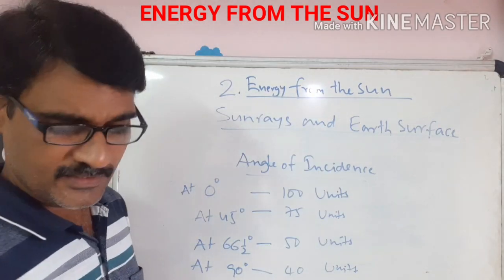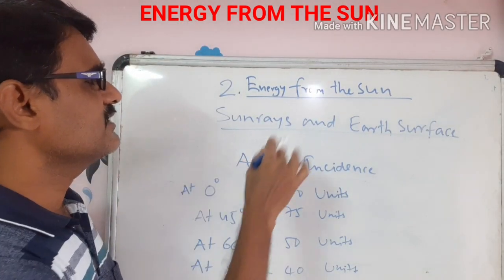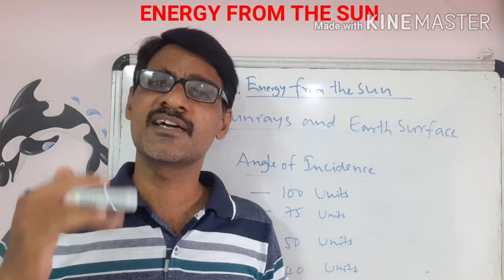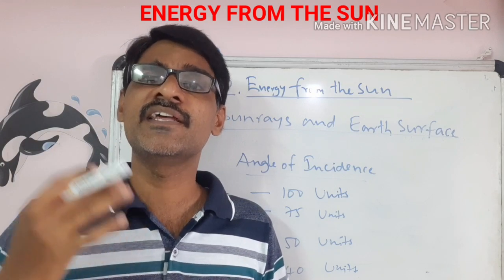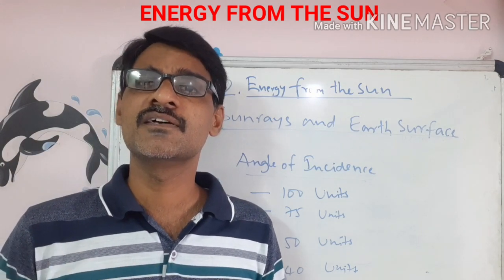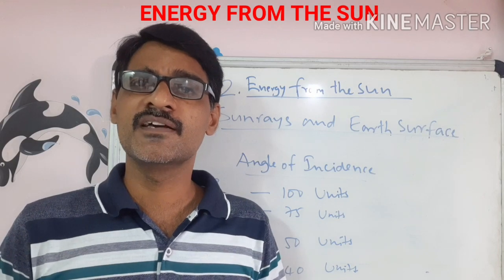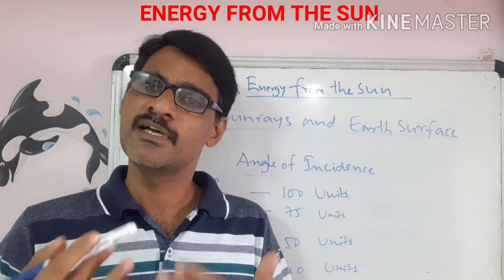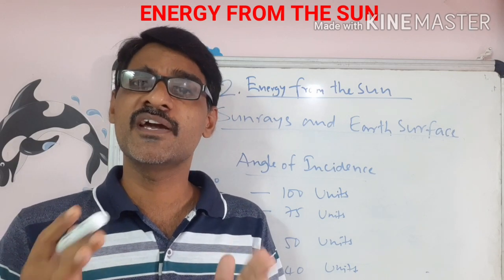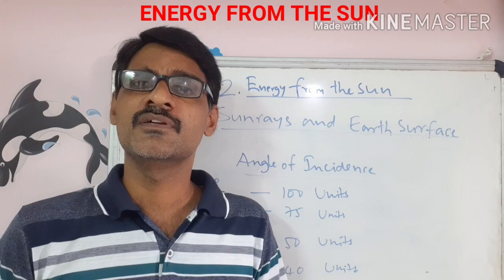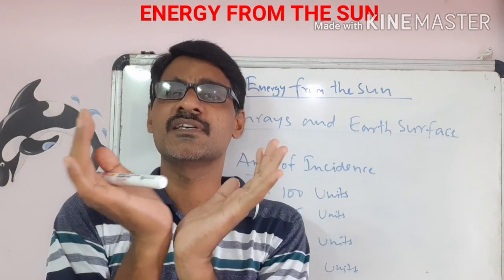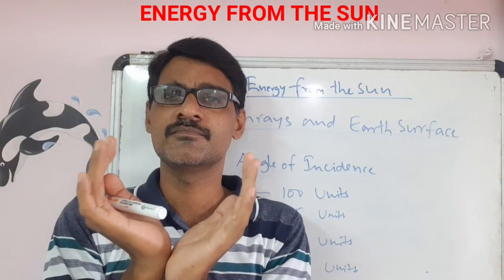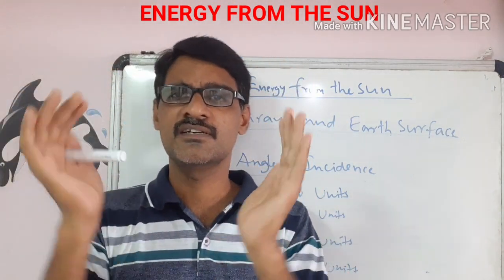The sun rays and the earth surface. The sun rays which are falling on the earth surface are not heating up the earth surface uniformly. Some of the areas will be heated up more and some of the areas will be heated up less. So what are the causes behind that? You know, the earth is in spherical shape. It is round like a ball. It has some curvatures.